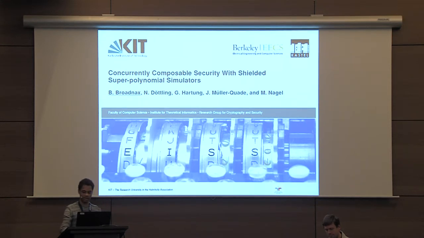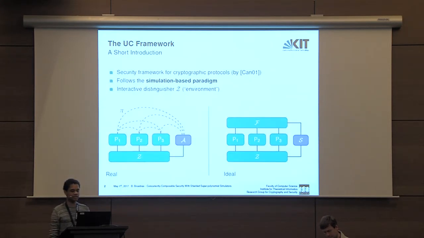Okay, so welcome. Before delving into the details, I will give a very brief introduction to the UC framework. The UC framework is a security framework for cryptographic protocols following the so-called simulation paradigm. In this setting, a protocol is said to be secure if for every adversary in the real world interacting with the cryptographic protocol, there is a simulator interacting with an ideal process where a trusted third party carries out the desired cryptographic task in such a way that for every interactive distinguisher, called environment, this distinguisher cannot distinguish between these two worlds.